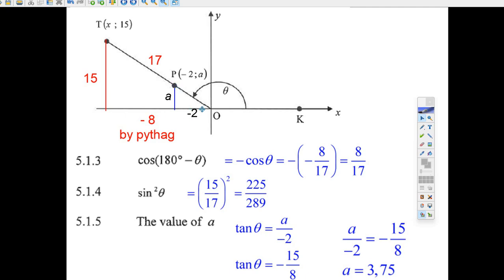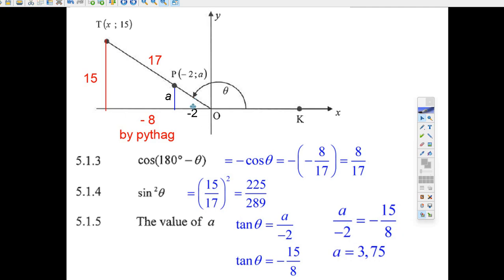Now the value of A is a little bit trickier. But you see that this angle, it doesn't matter how big you make the triangle, the opposite over the adjacent is always the same number. So 15 over minus 8 has to equal A over minus 2. And that's how you figure out what A is. A little bit tricky, but not so impossible if you understand that the ratio tangent stays the same if you've got the angle, no matter what kind of triangle you're looking at.